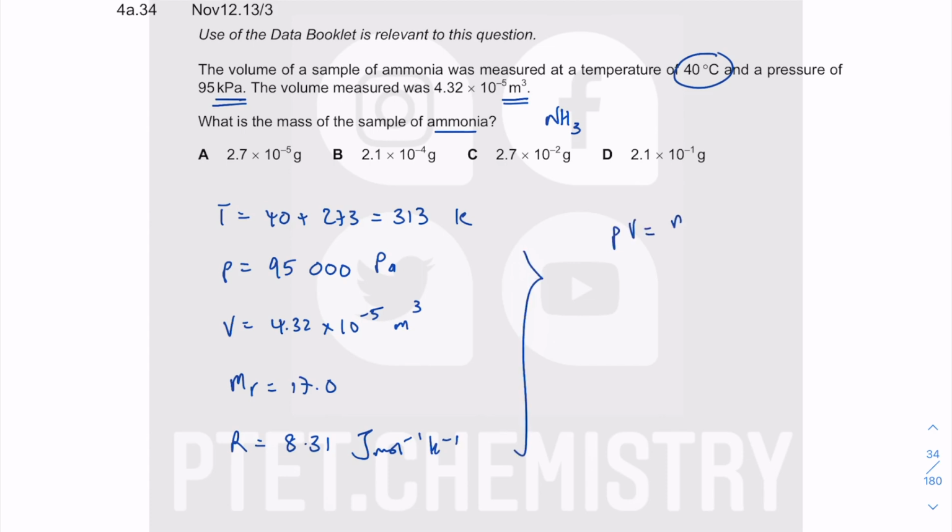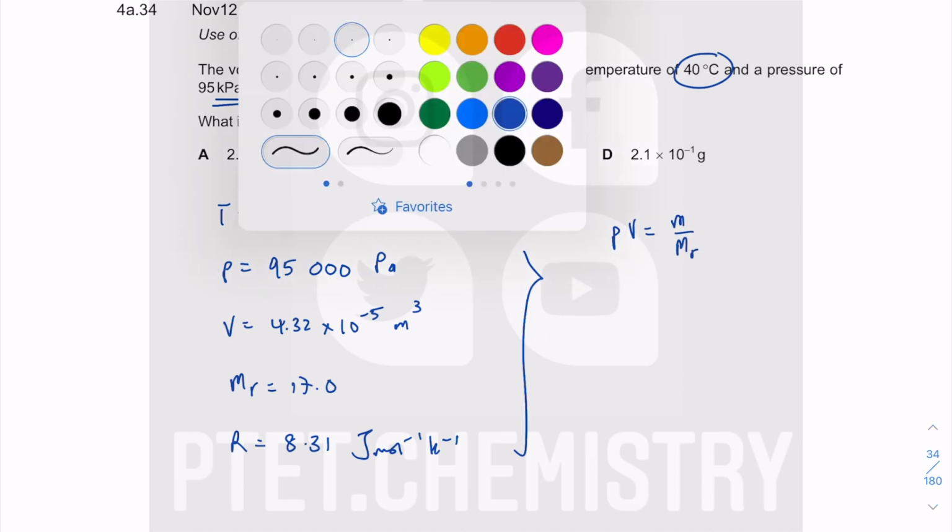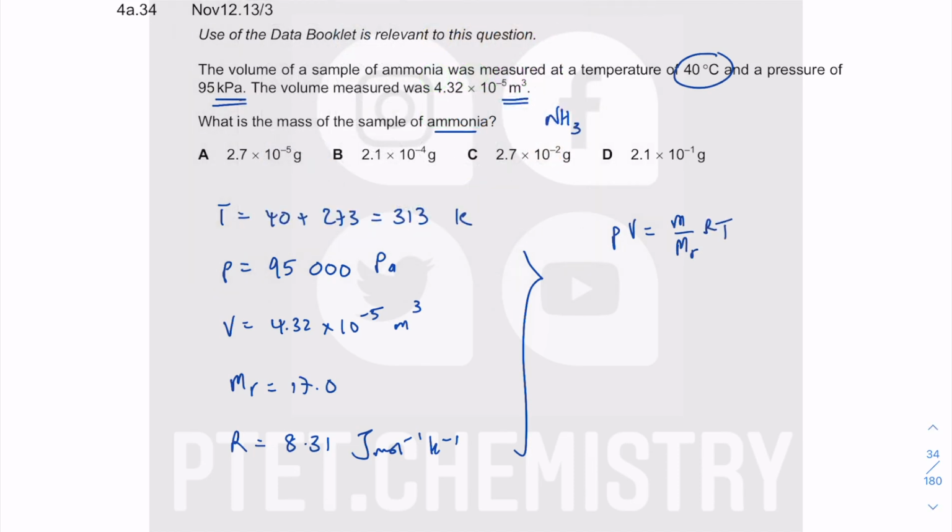Set up your ideal gas equation. PV equal to nRT. n is the number of mole of gas, which is equal to the mass of gas divided by the Mr of gas, times RT. You want the mass, so it's PV Mr over RT. I wouldn't write down where I substitute all of these into the expression. Once I get the expression, I would just put in the value, but only because I have everything sorted out and written out nicely like this.